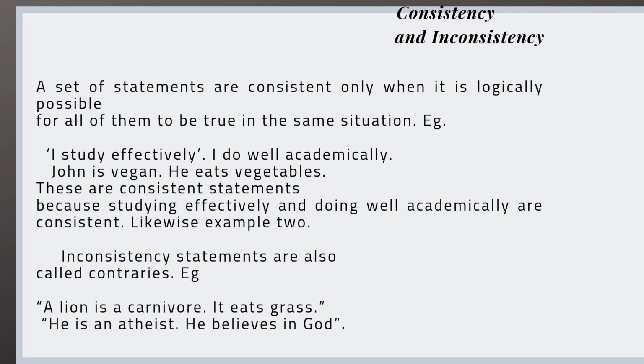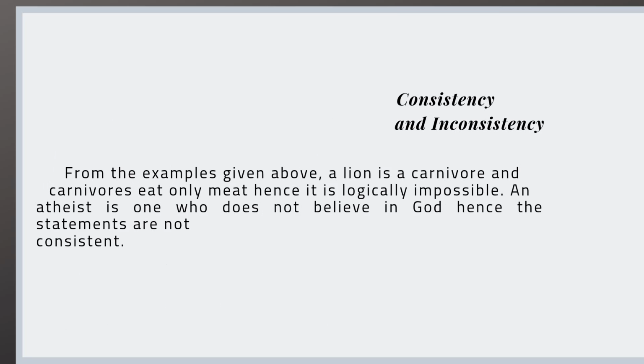Inconsistent statements are also called contraries. Example, a lion is a carnivore. It eats grass. He's an atheist. He believes in God. From the examples given above, a lion is a carnivore and carnivores eat only meat. Hence, it is logically impossible. An atheist is one who does not believe in God. Hence, the statements are not consistent.